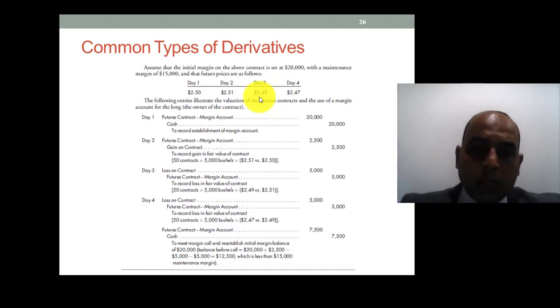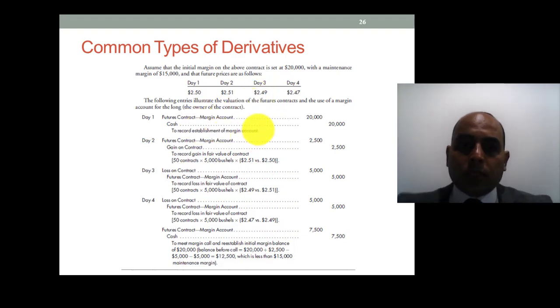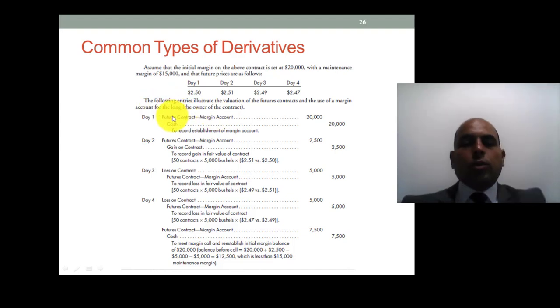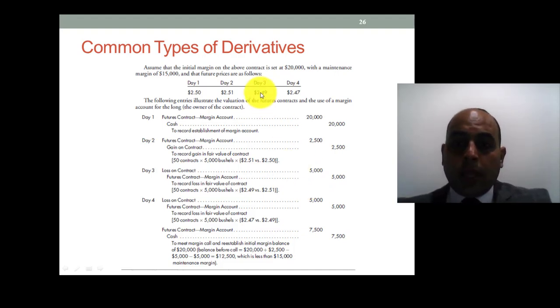This asset will be credited, and loss on contract will be debited. How do we calculate it? The difference between the prices, 2.51 to 2.49, is 0.02, multiplied by 5,000 bushels, and we have 50 contracts, so 250,000 multiplied by 0.02. We are talking about 5,000 as loss. Loss on contract will be debited by 5,000. Future contract margin will be credited by 5,000. The asset you acquired on day one will decline by 5,000. Let us move on to the next day.